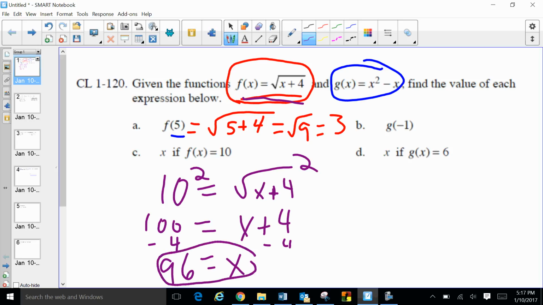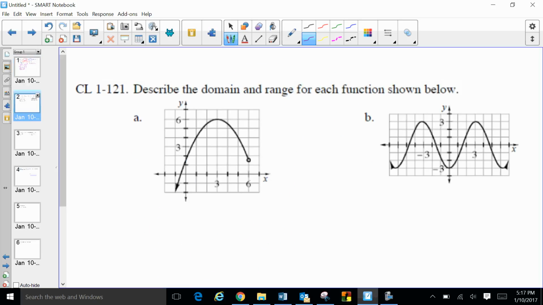Remind me on Friday to look at D with you, showing you how to do it with the calculator and the table. All right, so if I went too fast, feel free to pause it, but I'm moving on to this next problem. And this one asks us to describe the domain and range for each function. I'm going to do A, I'm going to leave B for you to do.